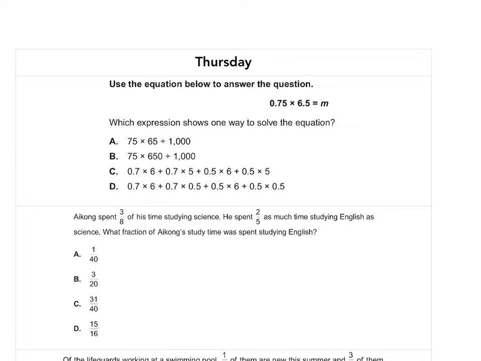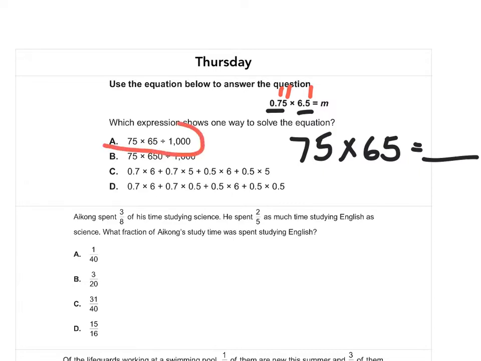Well, the way we would do it is we would imagine that's a whole number times a whole number, right? So we would do 75 times 65, and you'll get this answer, whatever it is. And then at the very end, we know that there's going to be 1, 2, 3 numbers behind the decimal, right? So you would have to divide it by 1,000. So the answer would be the letter A.